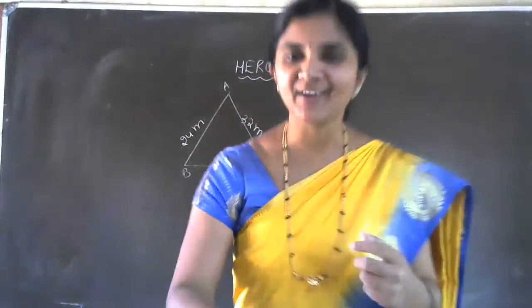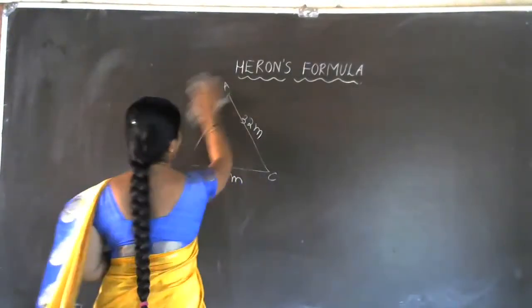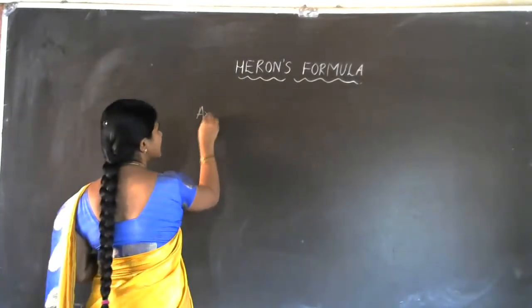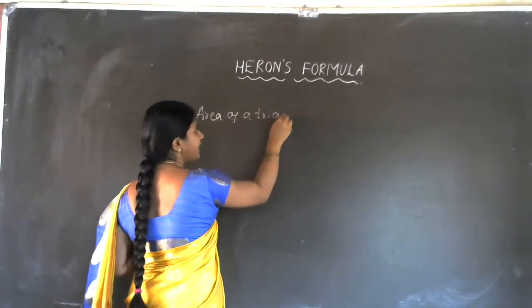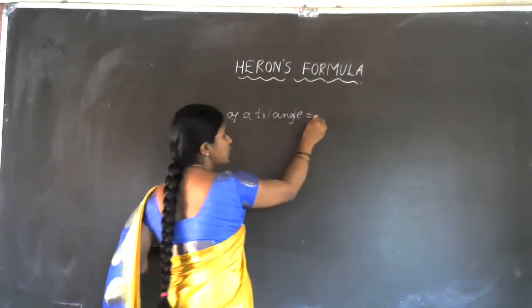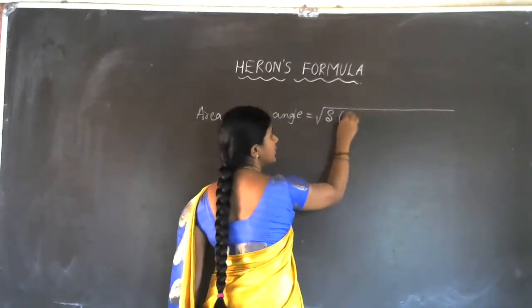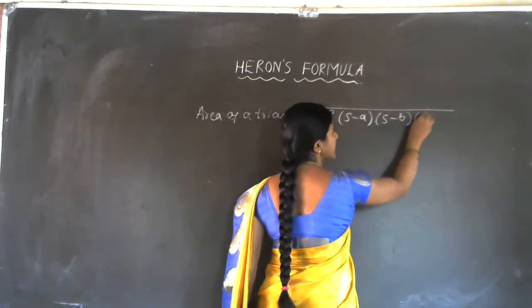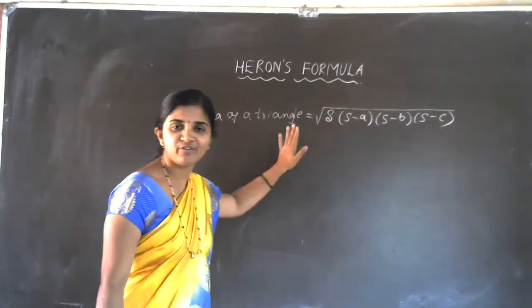What is that Heron's formula? You want to see that formula, no? Yes, I'll write the formula on the board. Just look at the board. Area of a triangle is equal to square root of s into s minus a into s minus b into s minus c. Okay, so this is Heron's formula.